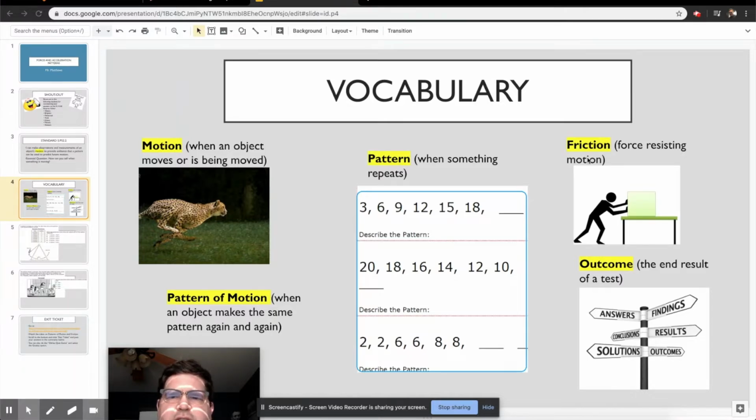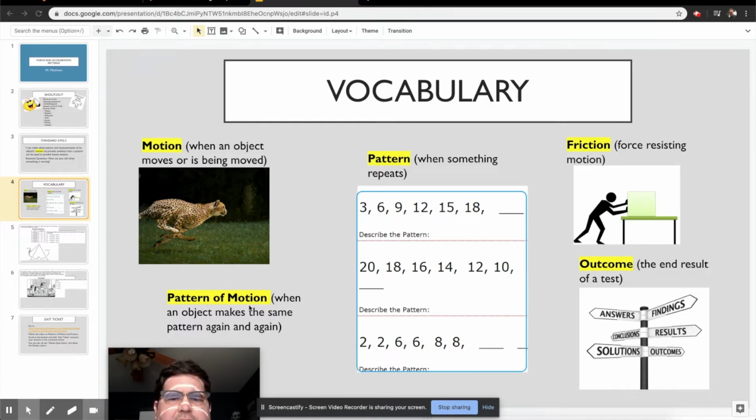Then we have the word friction, and friction is just a force that is resisting motion. So for example, if you take your hands and you rub them together, that is perhaps one of the best examples of friction. If you rub them together really fast, your hands are going to start to heat up. Well, that's due to friction.